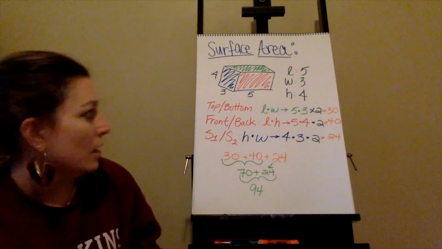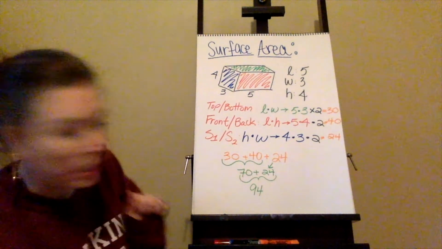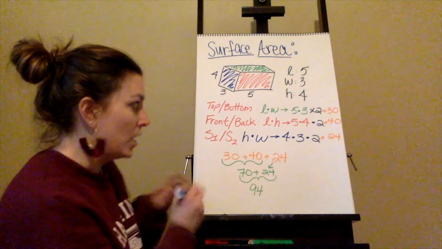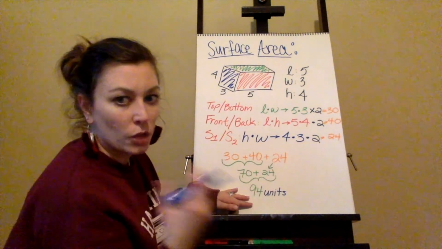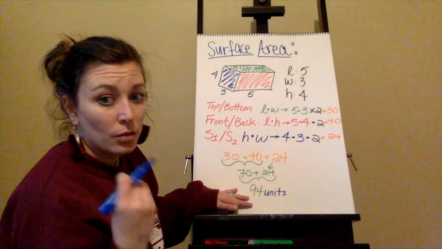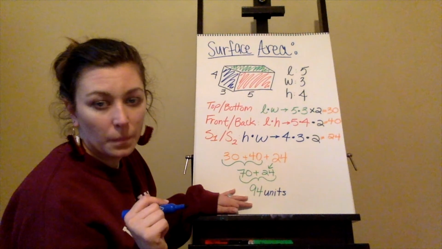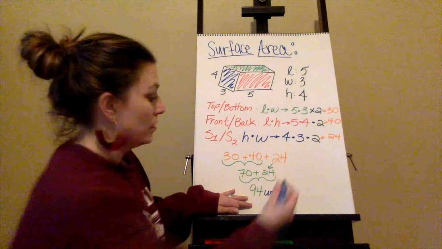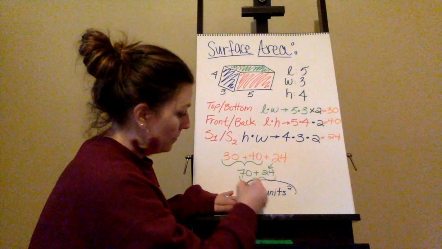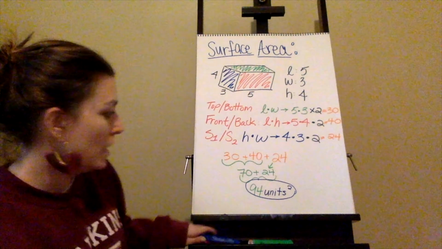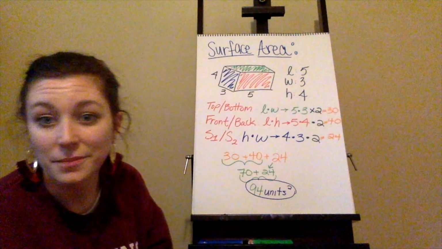94. And then, do we have any units here? No, I didn't put any. So, we're just going to say units and then area, surface area. Do we have regular units, units squared, or units cubed? Units squared. Area is always squared, so you have that 2 there. So this is your final answer: 94 units squared for the surface area of this rectangular prism.